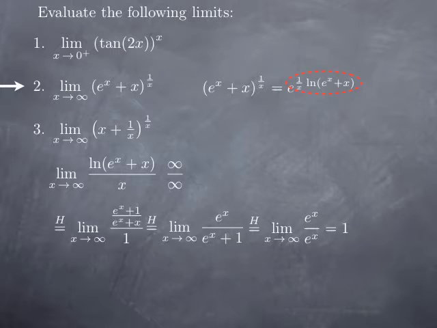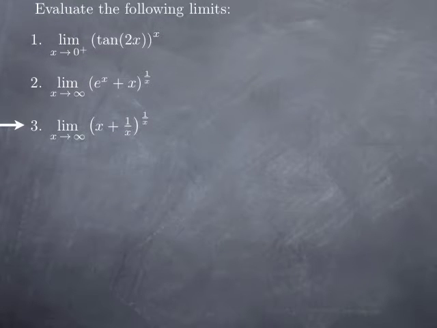So what we have obtained here is that the limit of what's inside the limit of the power is 1, and therefore the limit of our expression (e^x + x) to the power 1 over x is really e^1. And e^1, of course, is the Euler number e.